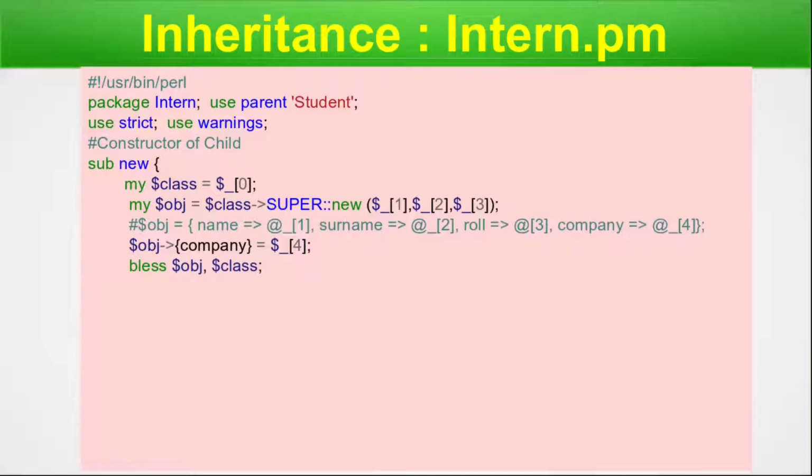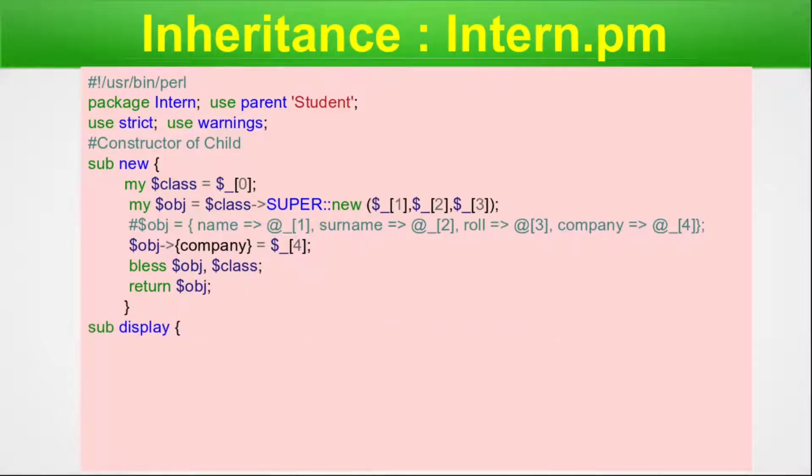So first comes the object and then comes the class name. Now the package is Intern, so the class will be a type of Intern. Okay, and we use the return statement to return the object. Why use the return? Because this is a subroutine.